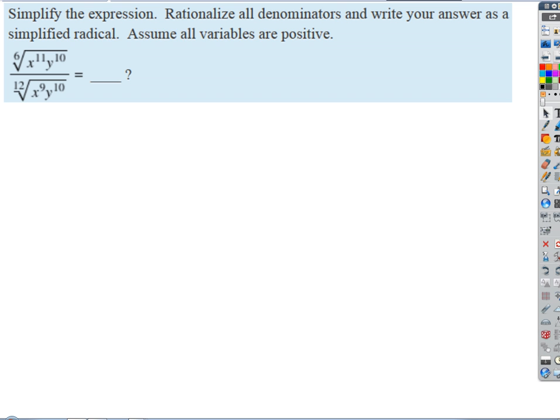What could I maybe do with that? What am I going to get on the top? Ruby, what am I going to get on the top if I write that with rational exponents? X to what power? On the top, I've got the 6th root of x to the 11th. So where's the 11 going, the top or the bottom of the fraction? Top. 6 goes on the bottom, right? So that would be x to the 11/6. Y to what power? 10/6, okay. And if we want to, we could reduce that to 5/3?